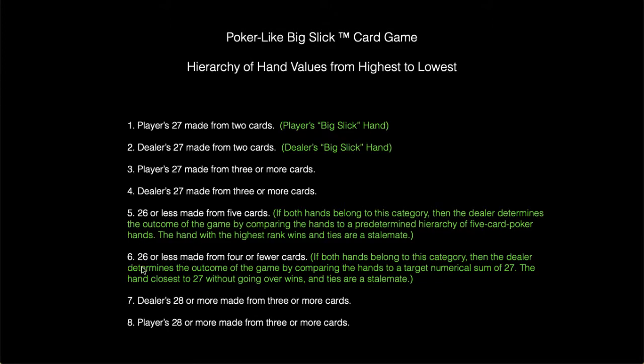So now, after hands of 26 or less made from 5 cards, there are hands of 26 or less made from 4 or fewer cards. Now these hands have a numerical value and are not evaluated as poker hands. If both the player's hand and the dealer's hand are hands of 26 or less made from 4 or fewer cards, then the dealer determines the outcome of the game by comparing hands to a target numerical sum of 27. And the hand closest to 27 without going over wins, and ties are a stalemate.